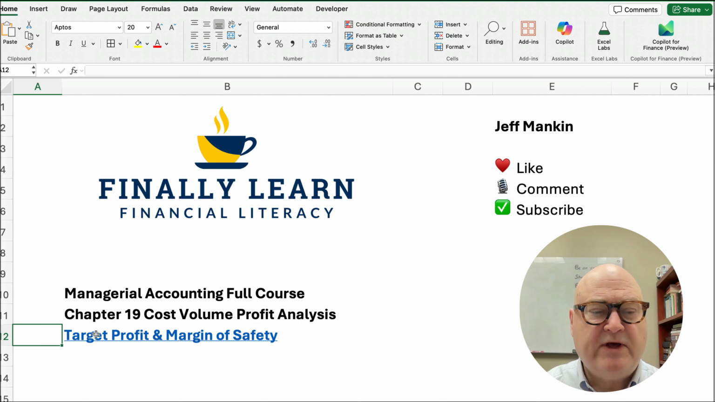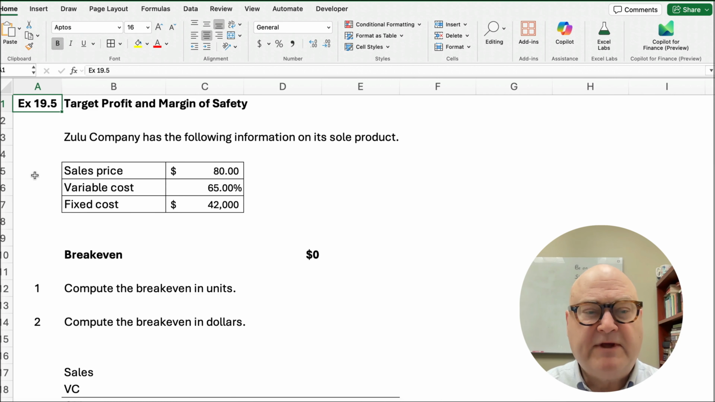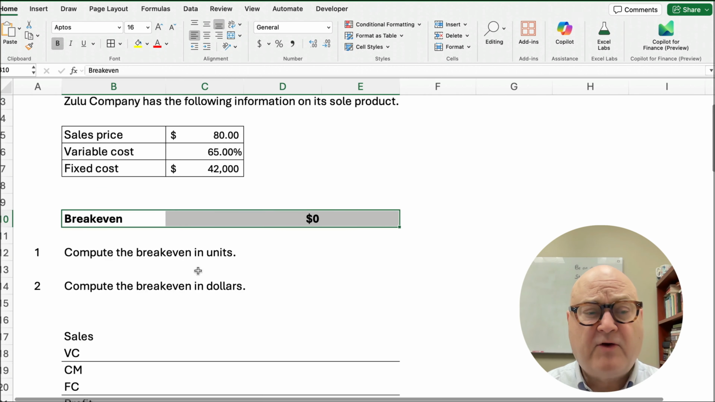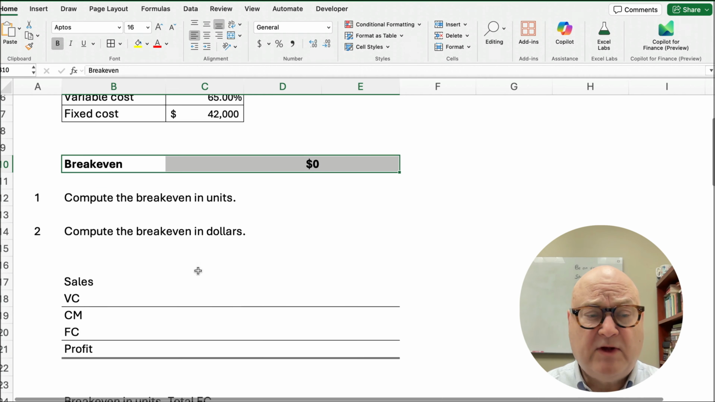So let's get started with our problem here, and we have Zulu Company, and we only know three things. We know the sales price is 80. The variable cost is 65%, and we know our fixed cost is 42,000. So let's do the break-even point in units and break-even point in dollars. Now I'm just reminding you we have zero profit at the break-even point, so our revenues and expenses will equal.